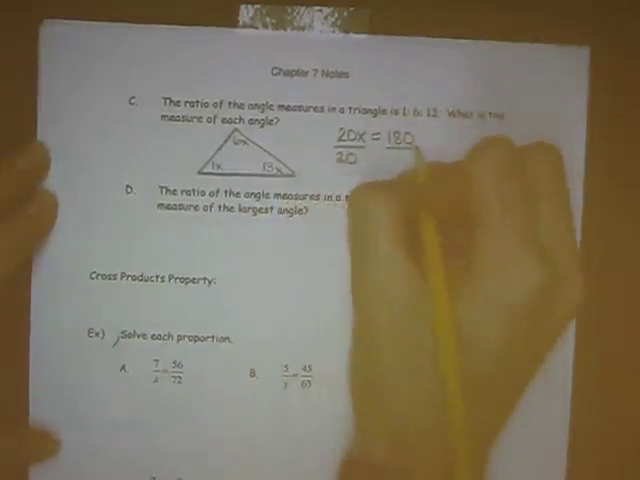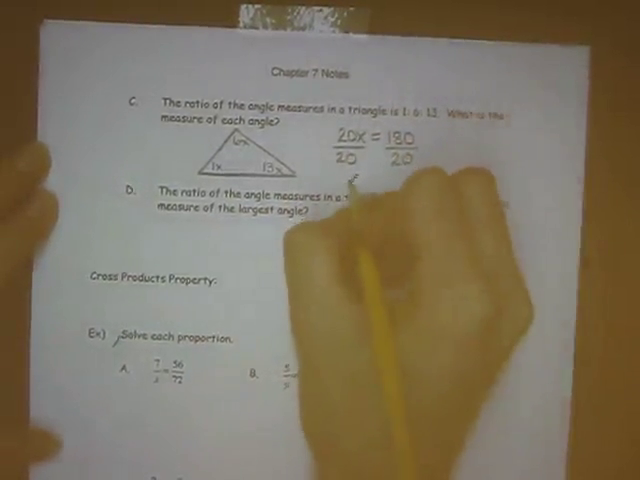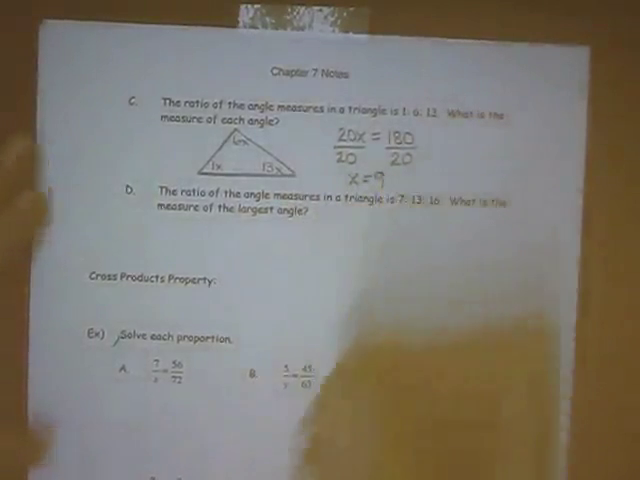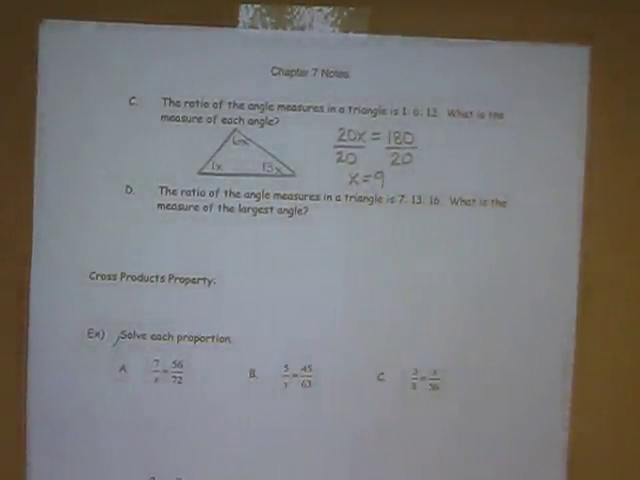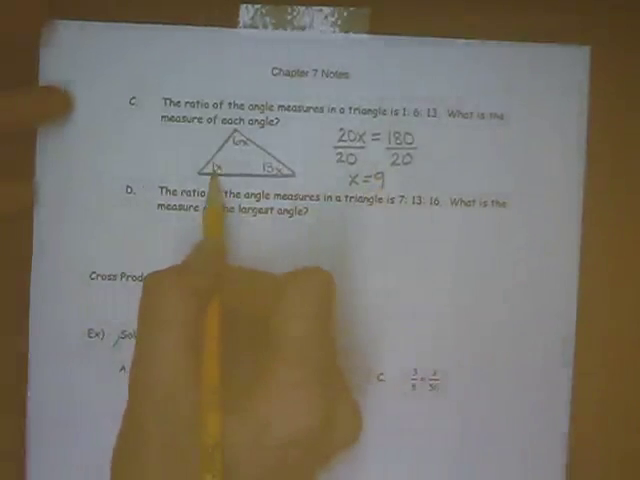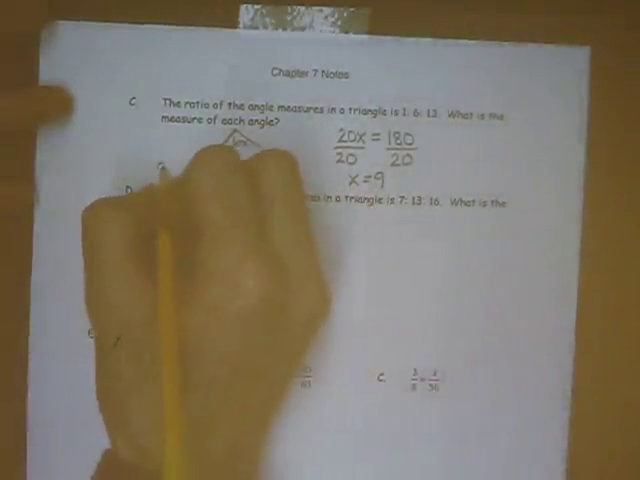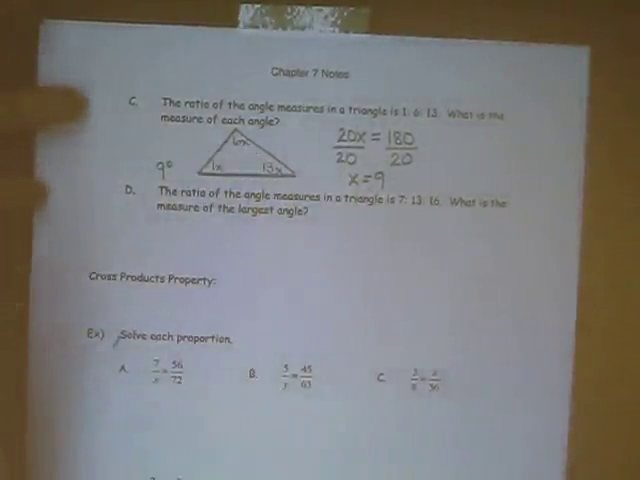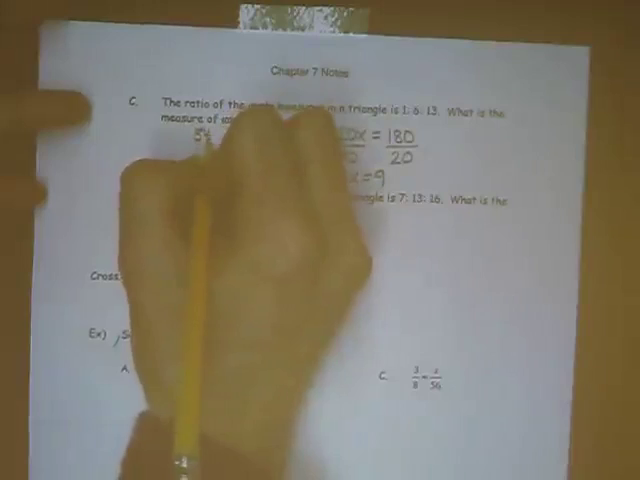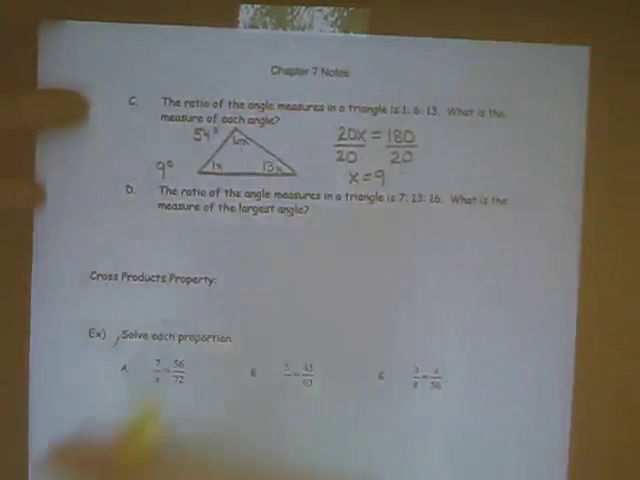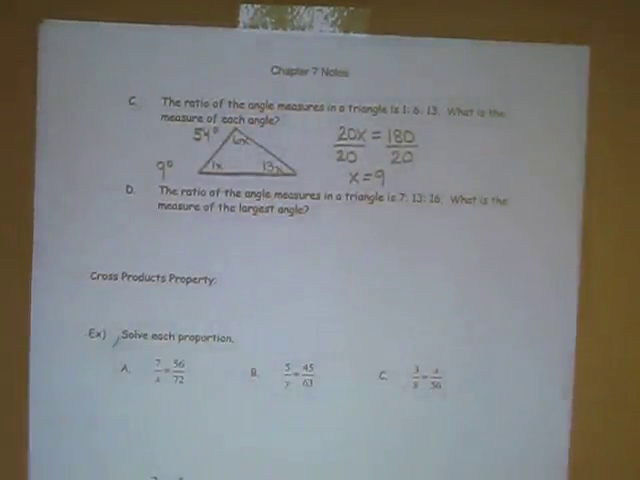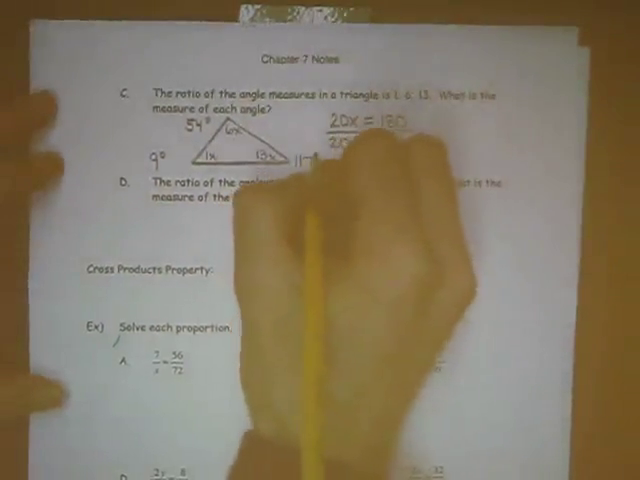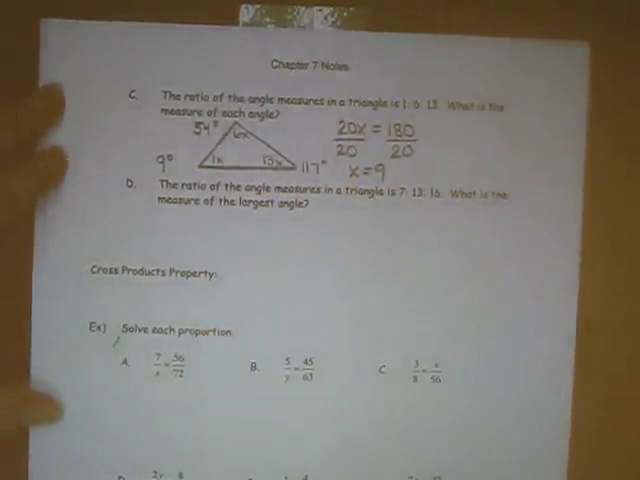In this situation, if you divide by 20, x will be 9. In this situation, we are finding the measure of each angle. So the first thing I'm going to do is plug in 9 here. So this angle over here will be 9 degrees. I'm then going to plug 9 in here. And this angle right here will be 54 degrees. I'm then going to plug in 9 over here. And when I do that, 13 times 9 is 117 degrees. And you have your 3 angles of the triangle.